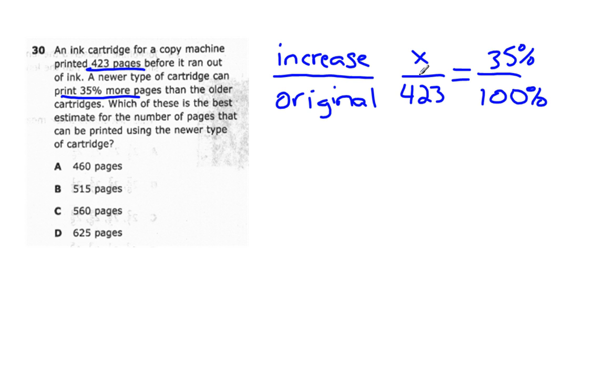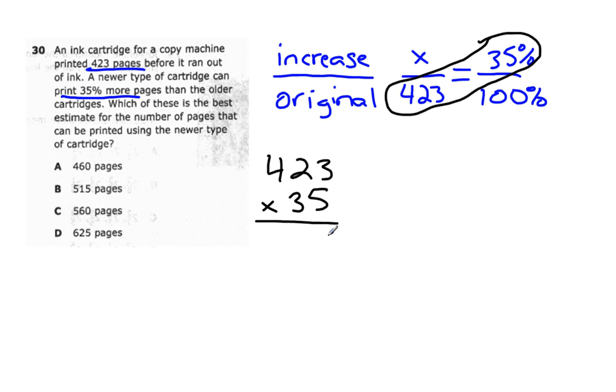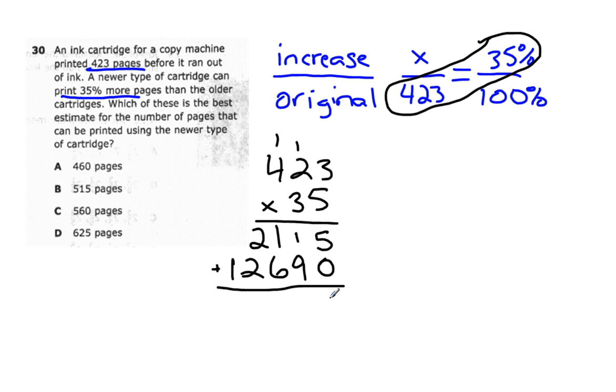So we could simplify this, or we can just multiply, because then we can divide by 100. And dividing by 100 is not so hard. So 423 times 35. So we get 15, 1, 11, 21. Bring down the 0. 3 times 3 is 9. 3 times 2 is 6. 3 times 4 is 12. Add these up. 5, 10, carry the 1, 8, 4, 1.